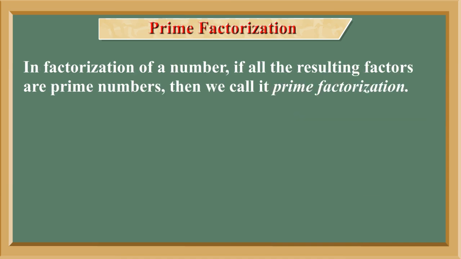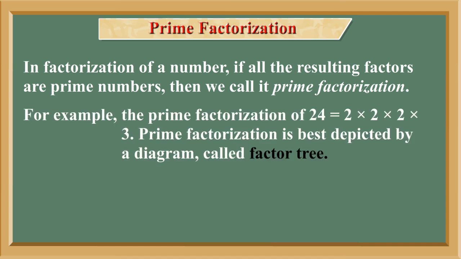In factorization of a number, if all the resulting factors are prime numbers, then we call it prime factorization. For example, the prime factorization of 24 is equal to 2 multiply 2 multiply 2 multiply 3. Prime factorization is best depicted by a diagram called factor tree.